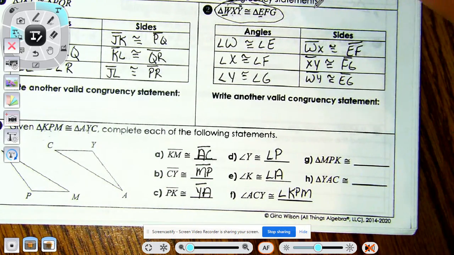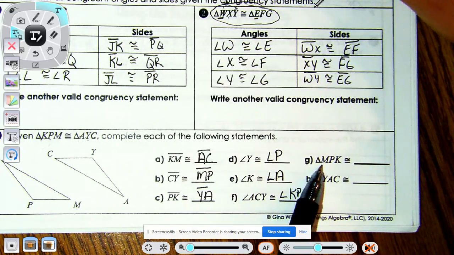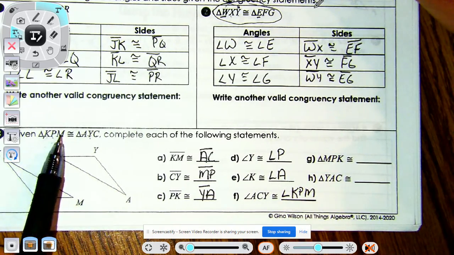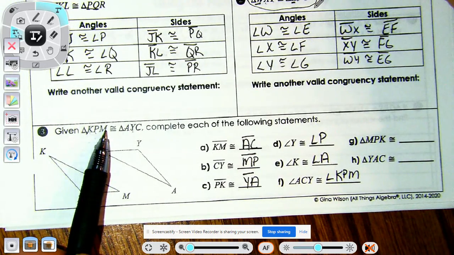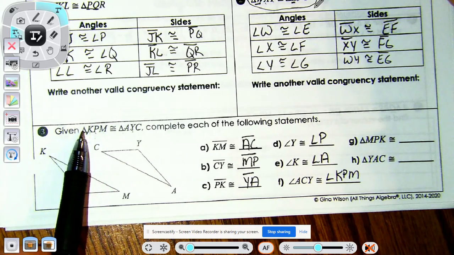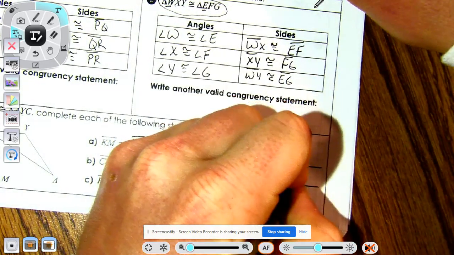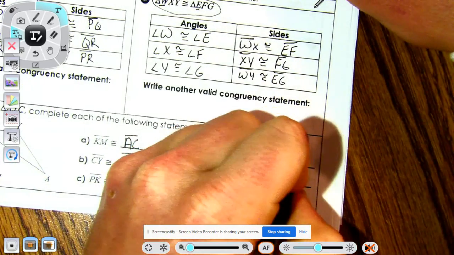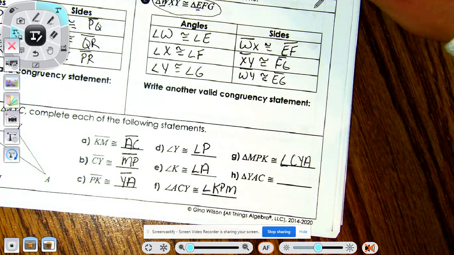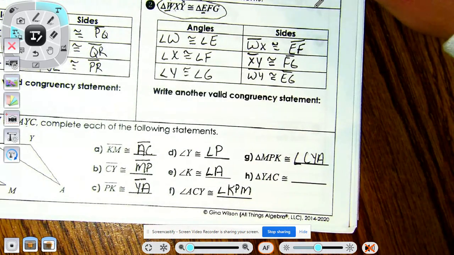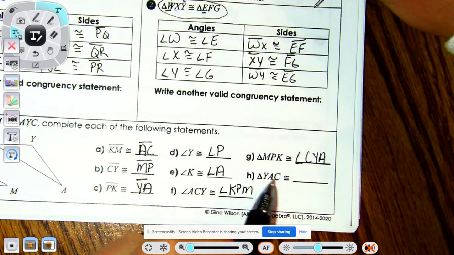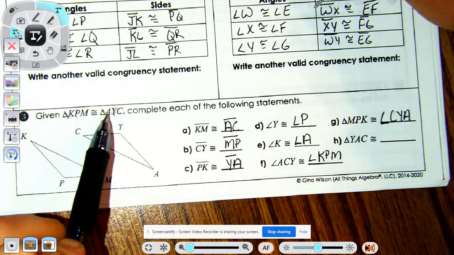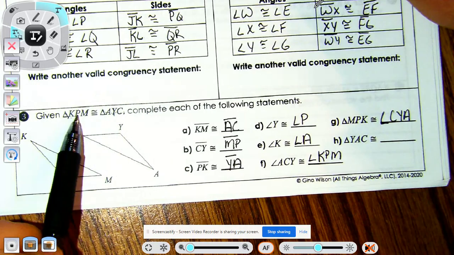Almost done. Last one they asked me about, or one of the last ones, MPK. So they went from the third letter to the second to the first. They basically just went backwards. We can follow that same pattern. They went MPK. We're going to go YCA. And for the last one here, YAC, it went from the second to the first to the third. We're going to do the same thing here. We're going to go P, K, M.